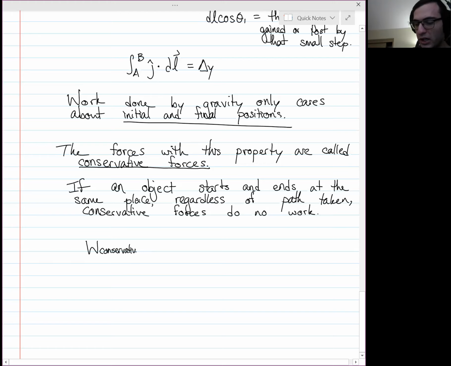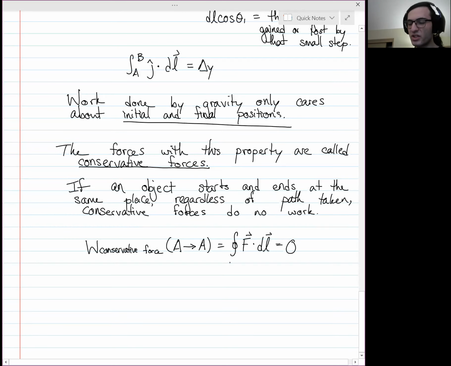Conservative, there you go. The work done by conservative forces from a point A to the same point is just this, the closed integral of F dot dl, which is 0. This circle through the integral just means a closed path. And when I say closed, what I mean is that the path rejoins back with itself. Think of a circle or a figure 8. All of those are closed paths because they don't have endpoints.